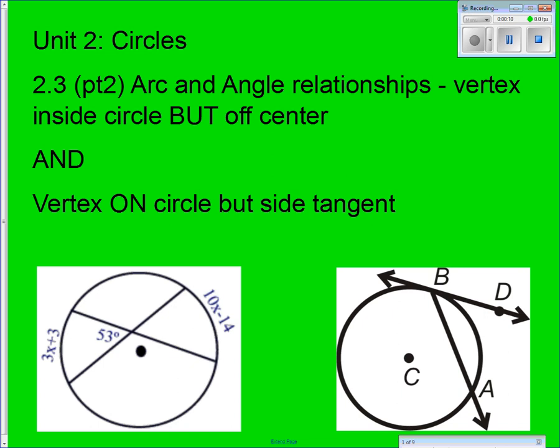We've been dealing with vertices on the inside and then on the circle, looking at the arcs and angle relationships. Today we're going to look at the arc and angle relationship, but we're going to continue with the vertex on the inside, but not at the center like a central angle is. And then we're going to look at a case where the vertex is on the circle, but one of the sides is a tangent. So if you look at these two shapes down below, this is kind of like what we're going to be dealing with. Let's get started.